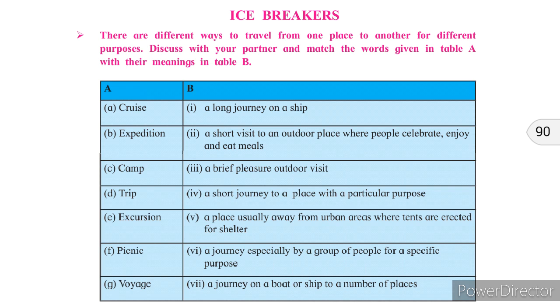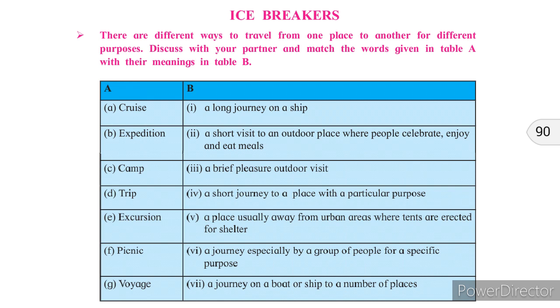The first activity is, there are different ways to travel from one place to another for different purposes. Discuss with your partner and match the words given in table A with their meanings in table B. So there are two tables given here, table A and table B. In table A, the concepts of travel are given, and in column B, the descriptions of the travel are given. So we will have a look at both tables.